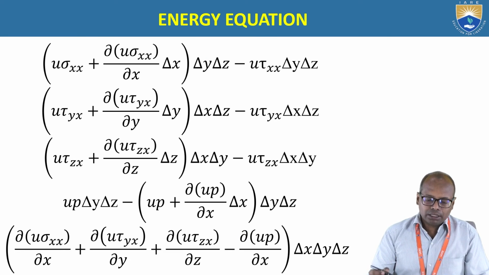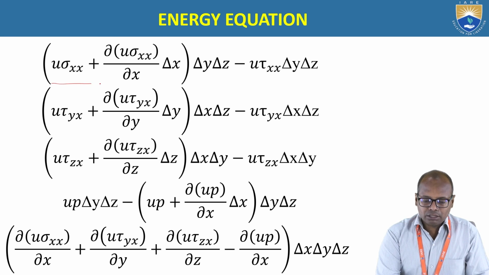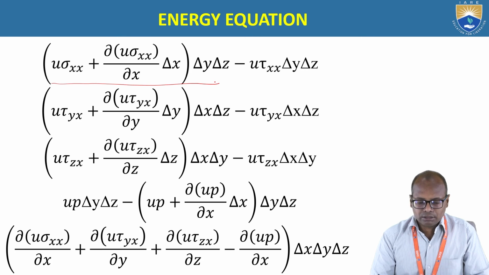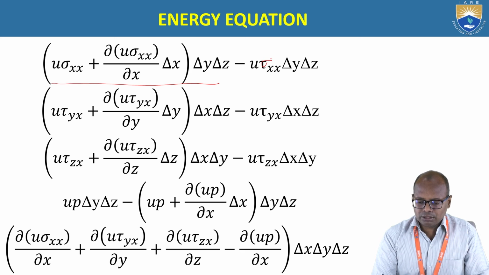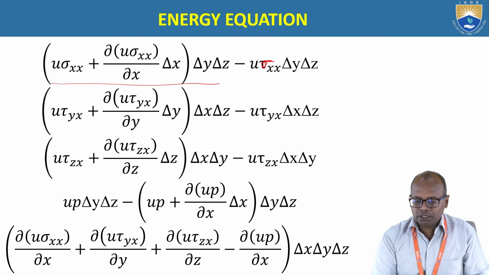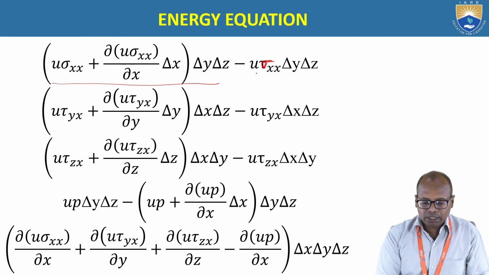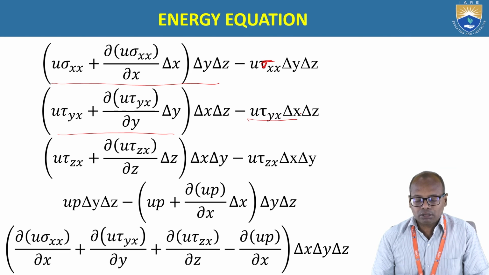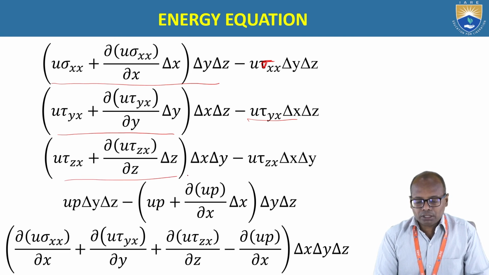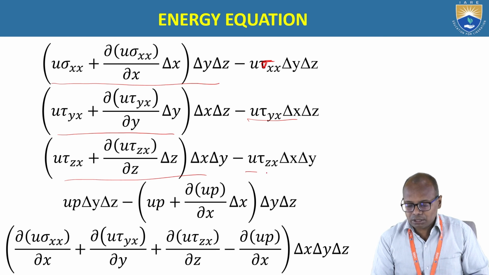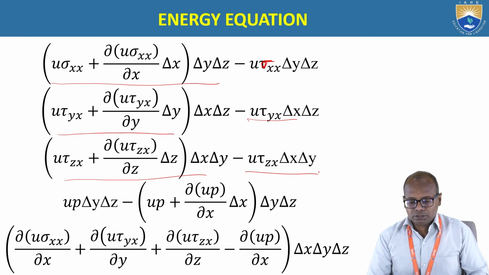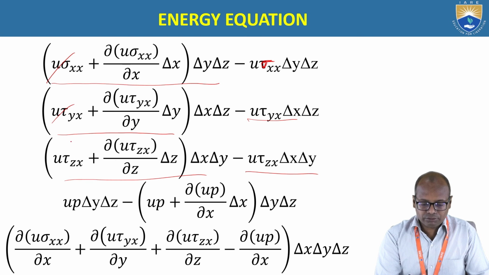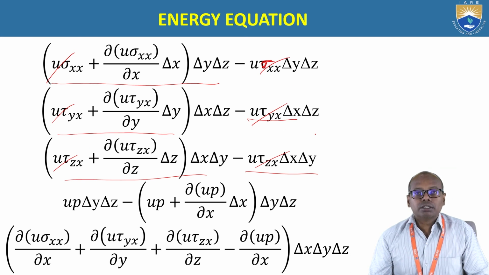Now what we have seen is this one. So this is on the right face and this is on the left face. The work done on the right face is positive, the left face is negative, the top face is positive, the bottom face is negative, the front face is positive, and the back face is negative. So if I add up all these things, this one, this one, this one will be eliminated by these values.